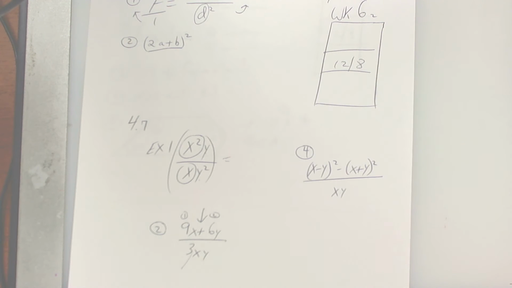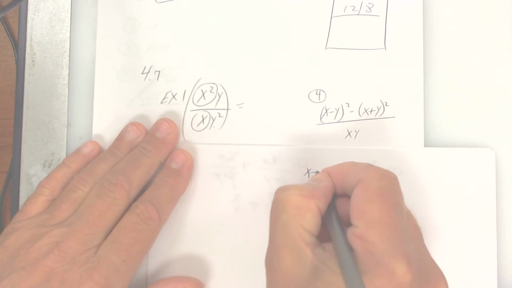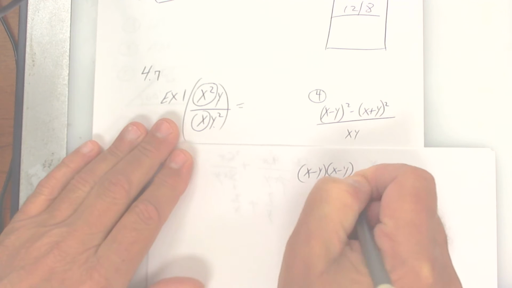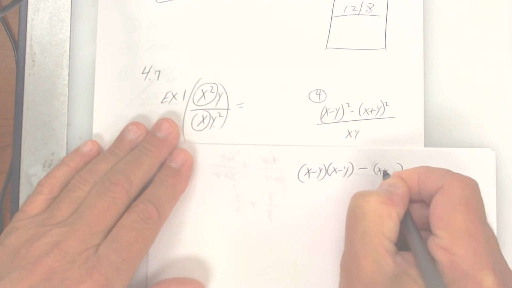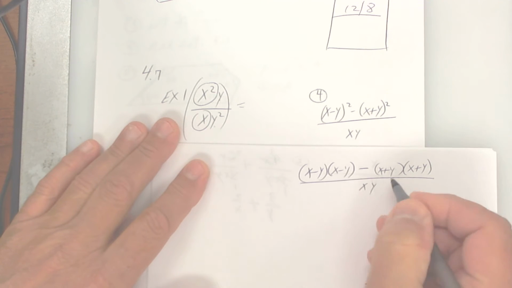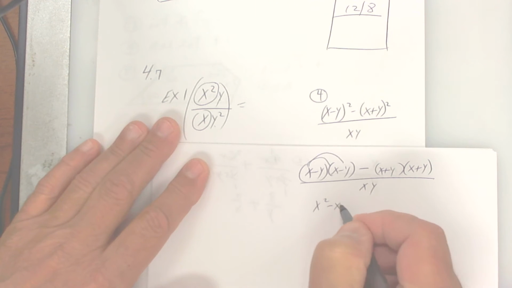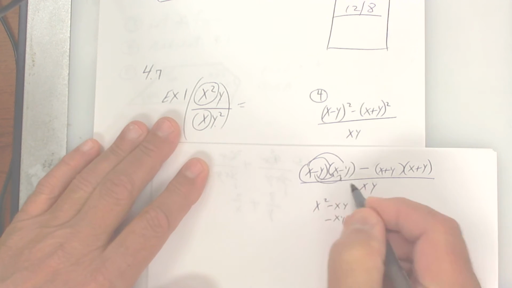All right, last one I have to show you is this one. And before you go ahead and split it up, I would go ahead and do FOIL. So watch. So I would write it twice here. X minus y twice. Minus, and then write this one twice. And then leave it like this for now. So you're going to get x squared minus xy minus xy and then plus y squared.